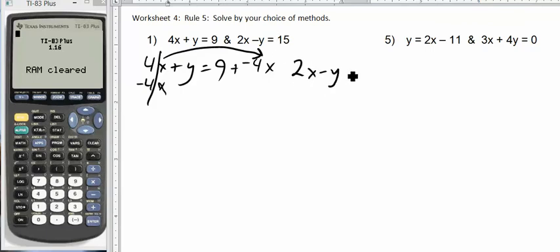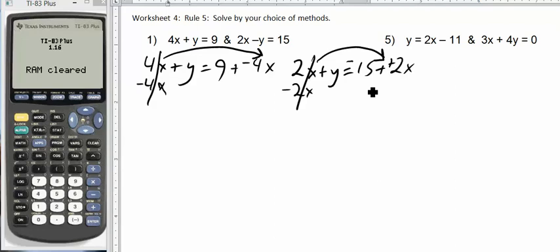2x minus y equals 15. We need to get rid of the 2x. So we add negative 2x to both sides. That cancels. Remember, that's like moving it over there and changing the sign. Since there is a negative in front of this y, we need to change the signs. We can change all of the signs, as long as we change all of the signs.